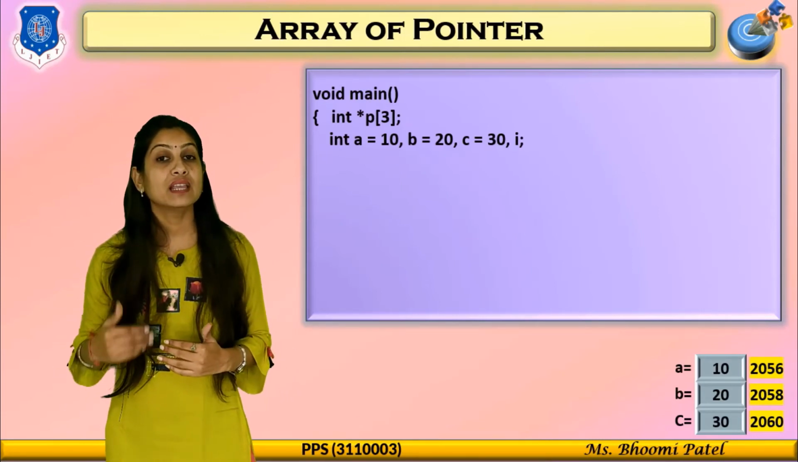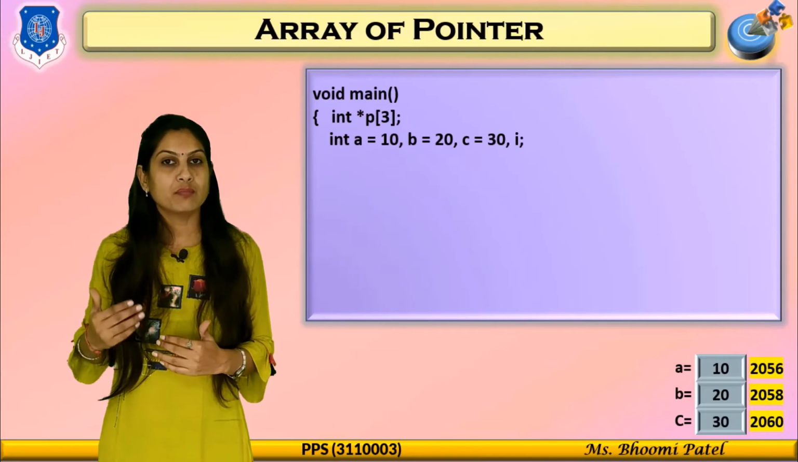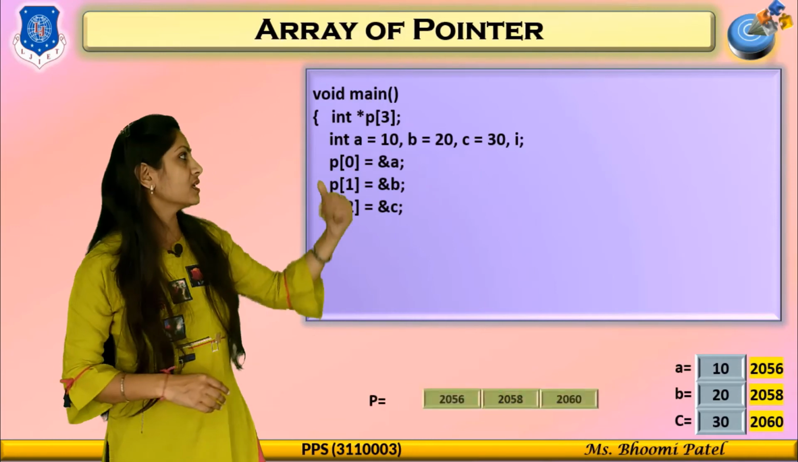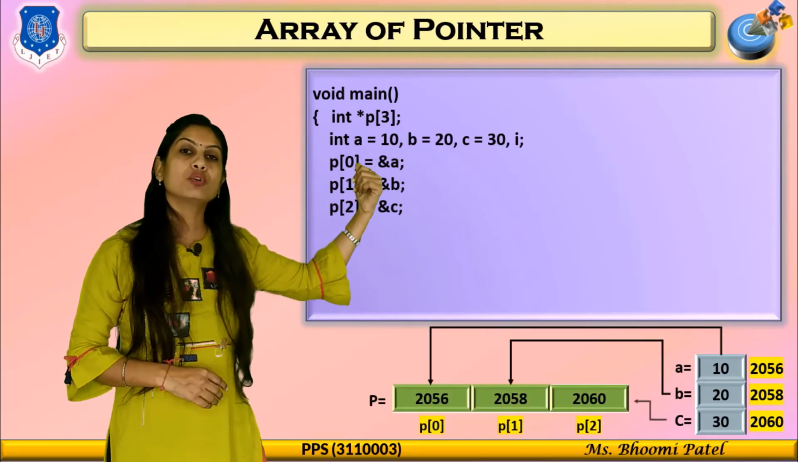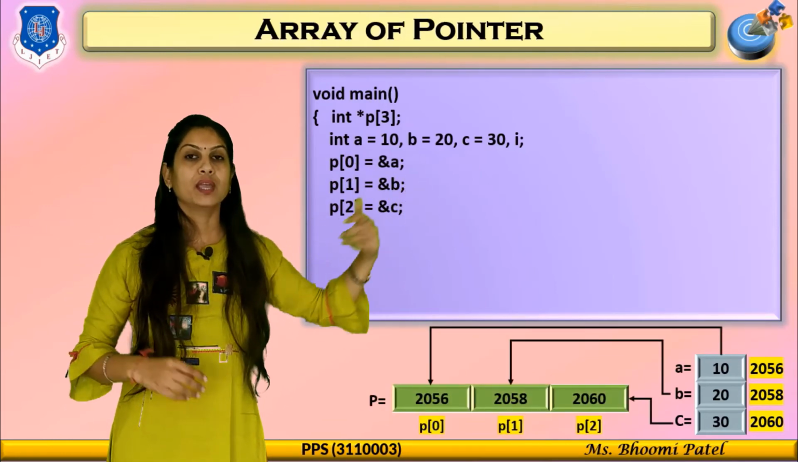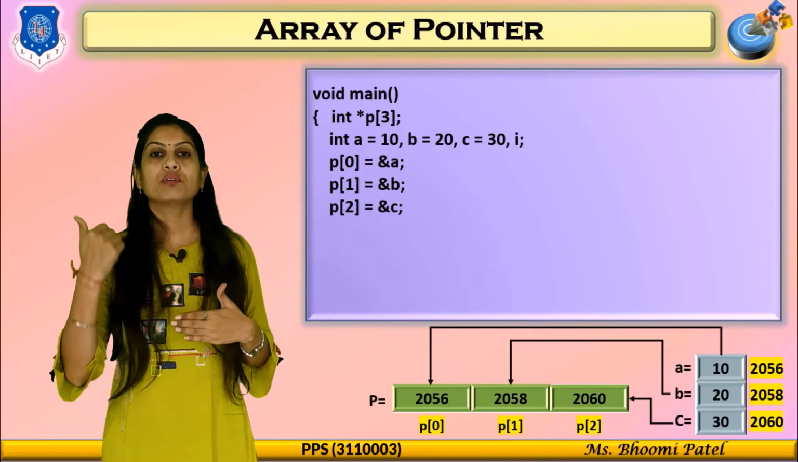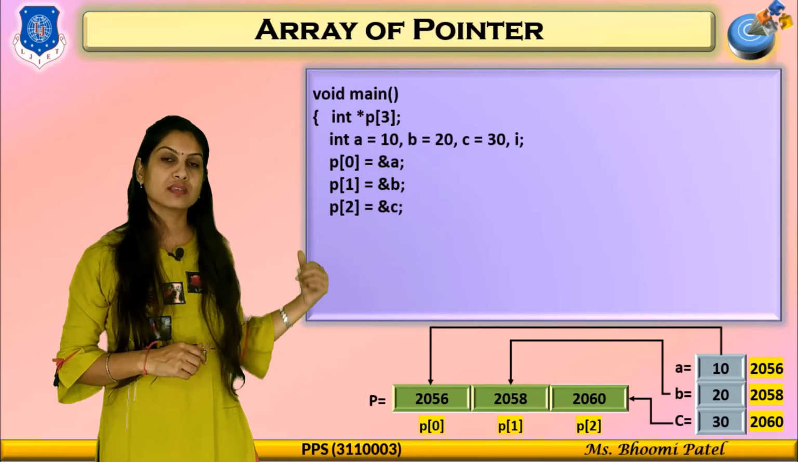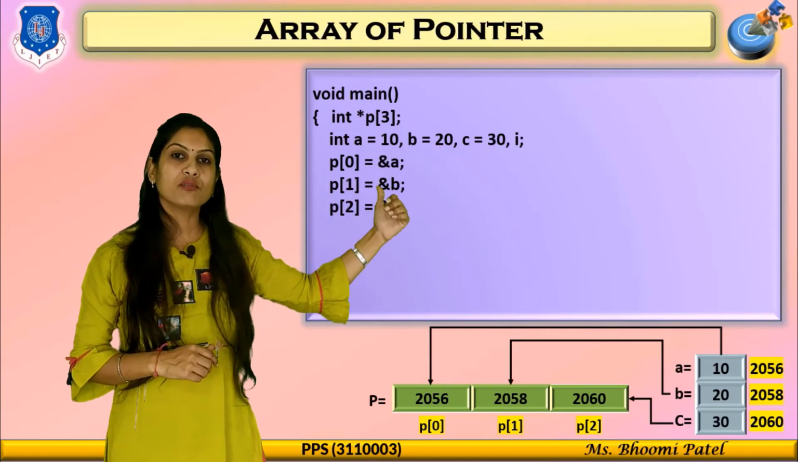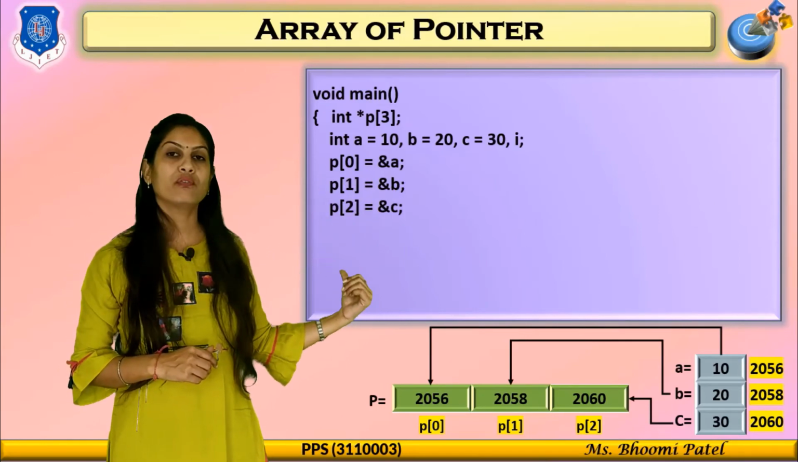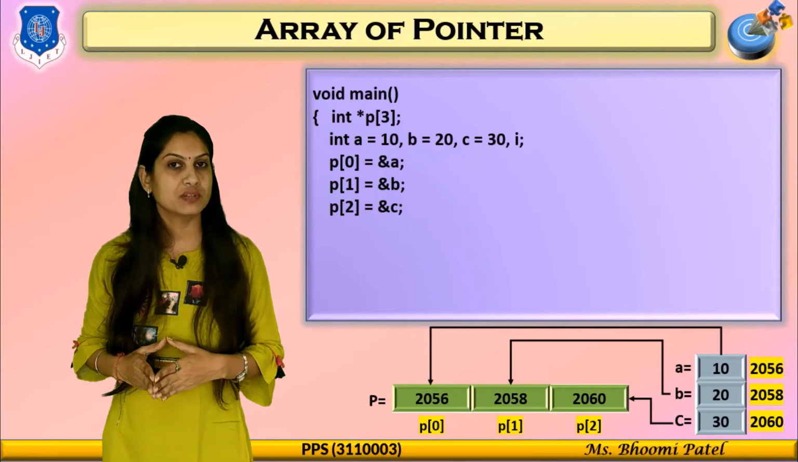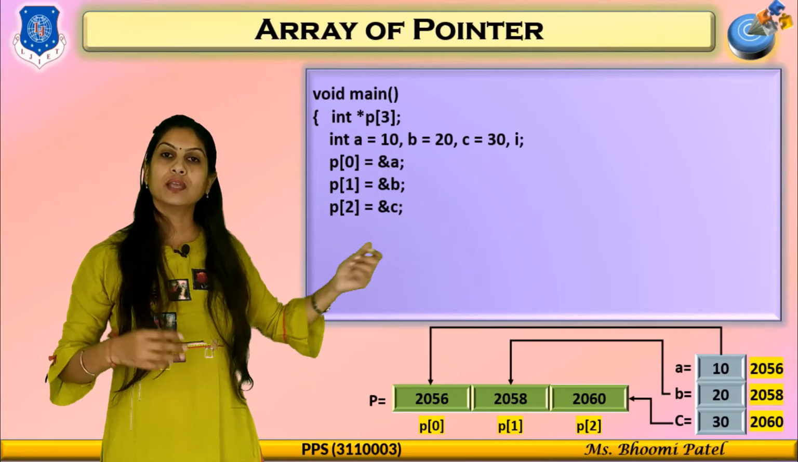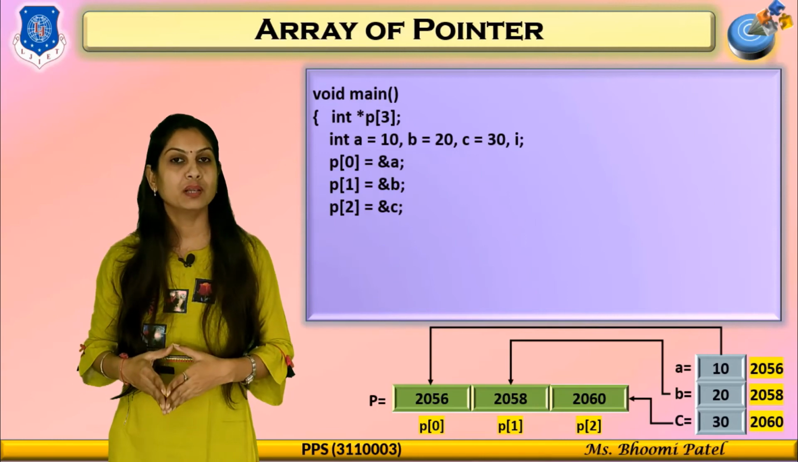Then after that we are initializing our array of pointers, meaning p[0], p[1], one by one. So here, suppose I am assigning p[0] = &a, meaning in p[0] the address of a will be stored, that is 2056. Then p[1] = &b, meaning in p[1] the address 2058 will be stored, and p[2] = &c, that is 2060 will be stored.